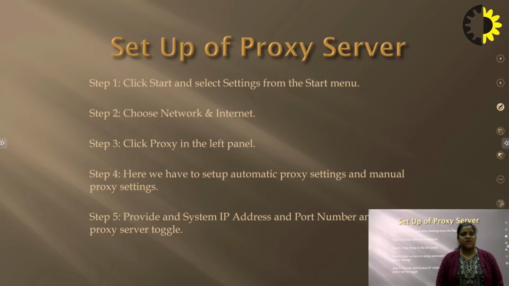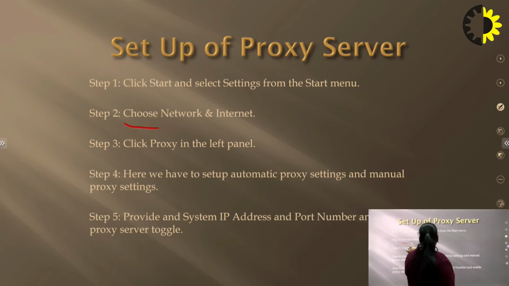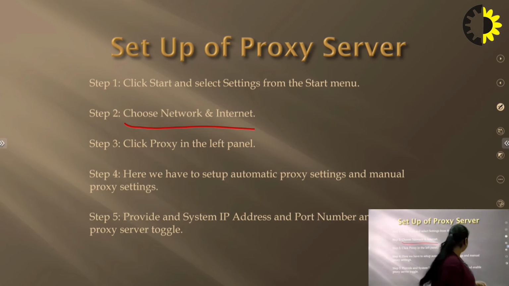Then in the next slide, we will discuss how a user can set up a proxy server on their own system. To install a proxy server or to use the services of a proxy server, first of all, the user has to open the internet settings on their own system. In the internet settings, choose network and internet, and then click on the proxy panel.